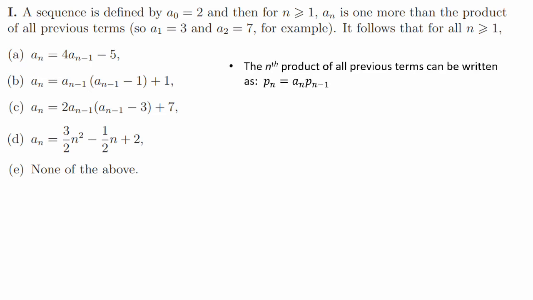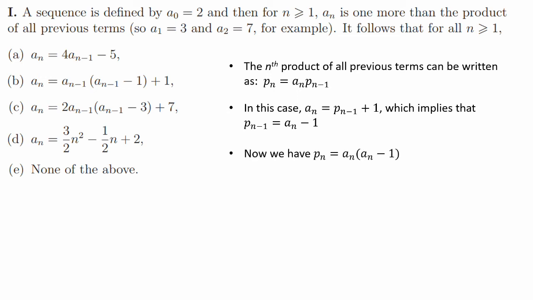We can represent the nth product of all previous terms in the following way. We write it as p sub n, meaning the nth product, is equal to a sub n times p sub n minus 1. We also use the information that it is 1 greater than the product of all the previous terms, and we write down a sub n is equal to p sub n minus 1 plus 1, which implies that p sub n minus 1 is equal to a sub n minus 1.